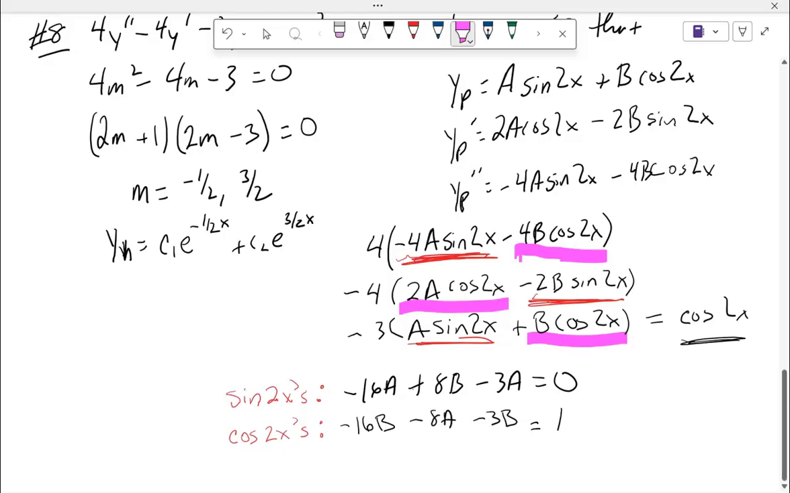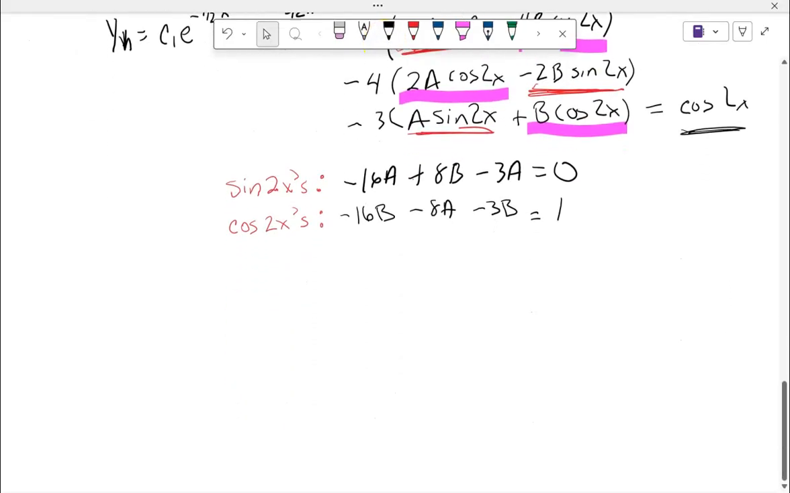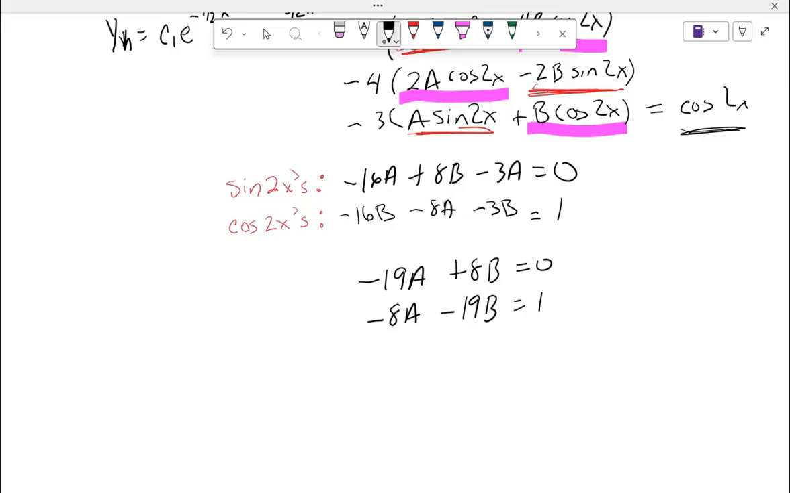Okay. All right. So let's simplify it a little bit. Why didn't you just let me scroll? So negative 16 minus 3, I got a negative 19a plus 8b equals 0. And then we've got a minus 8a minus 19b equals 1.